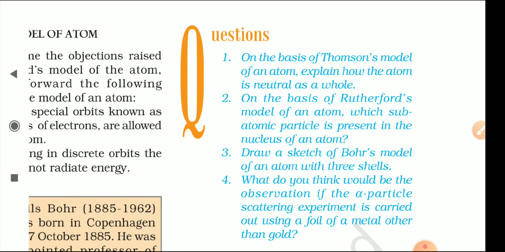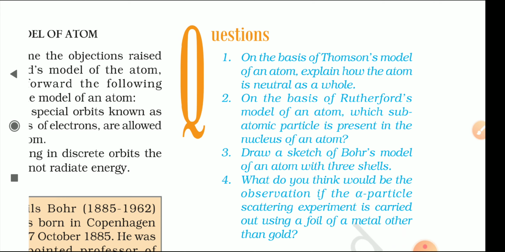Third, draw a sketch of Bohr's model of an atom with the 3 shells. Already the 3 shells are made, so you can draw it for n equals 1, 2, 3. Okay. Fourth, what do you think would be the observation if the alpha particle scattering experiment is carried out using a foil of a metal other than gold? So you have seen that some rays easily passed, some were deviated. Okay, so you have to write what observation Rutherford saw when he was doing that experiment. So these 4 questions you have to do today.